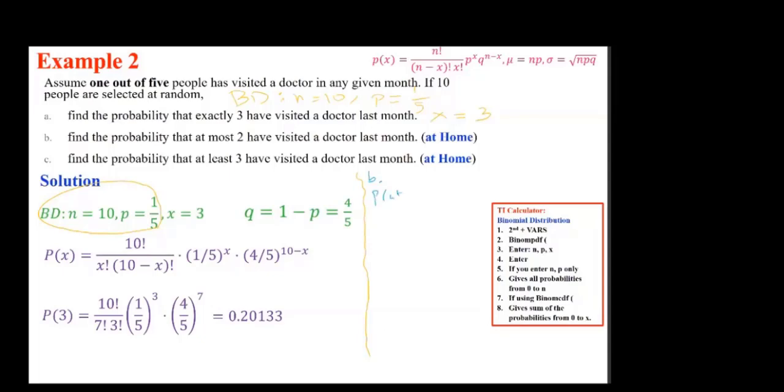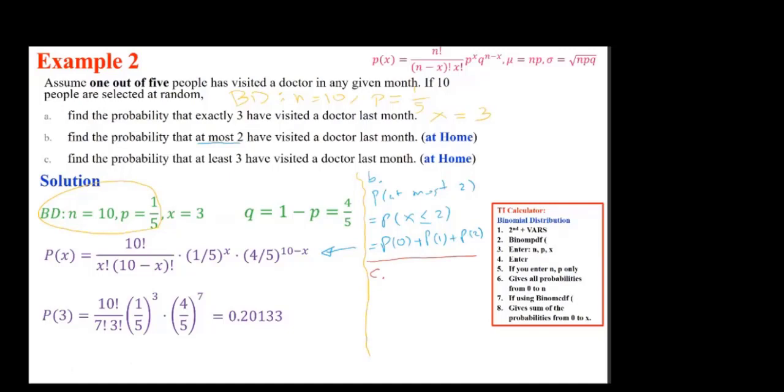For part B, it says find the probability that at most 2. Let's write it. P of at most 2 means what? X is less than or equal to 2. At most. So I want you to understand the concept of at most. If it's at most 2, then you need to calculate probability of 0 plus probability of 1 plus probability of 2 by putting it in this formula, letting x be 0 and then 1 and 2 and add them up. That would be part B. So everybody can finish that.